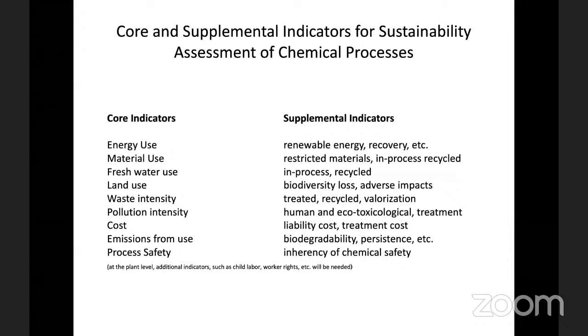There are some core and supplemental indicators for sustainability assessment of chemical processes, and these are a group of indicators that you probably currently use. But for sustainability assessment, you have to understand how these indicators are connected to each other and what is the best set of indicators that you need for sustainability assessment. So these are some of the core indicators and supplemental indicators.